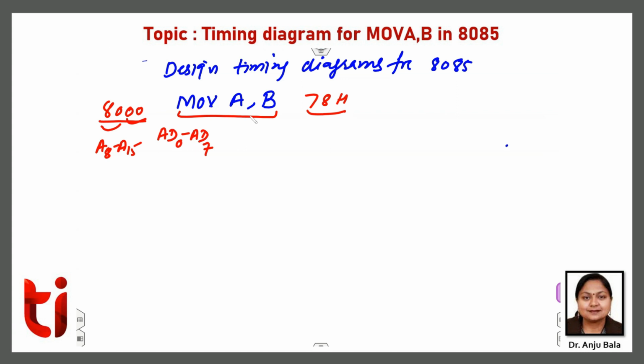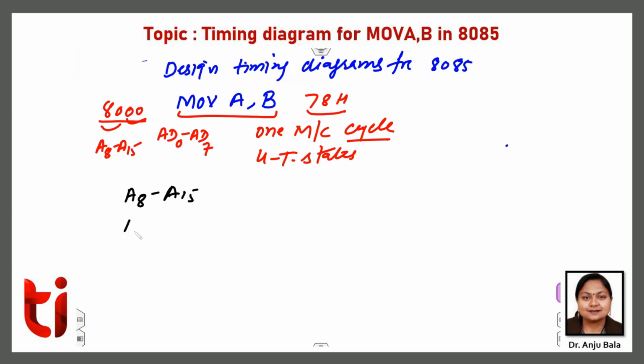So in this case only opcode fetch is required. So only one machine cycle is required when we need to fetch the opcode. For this machine cycle, 4 T states are required to fetch the opcode. And one of the most important signals which we need to know is A8 to A15.